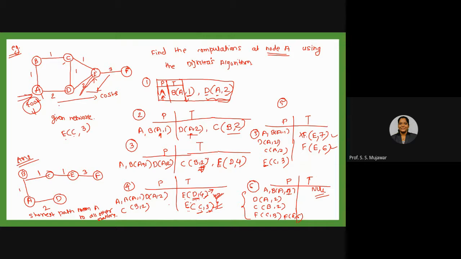So C is present. So for C through D, how much distance is required? That is 2 plus 1, that is 3, right? But if you can observe in the previous one, C of B2, we have the minimum distance available. So I have taken it as it is. And now one more is connected to this D node, that is E, right? So I need to write, to reach this E through D, how much distance is required from A? So 2 plus 2, that is 4. So E of D4, okay? So that's it. Now in the next step, again, we will be calculating the shortest one.